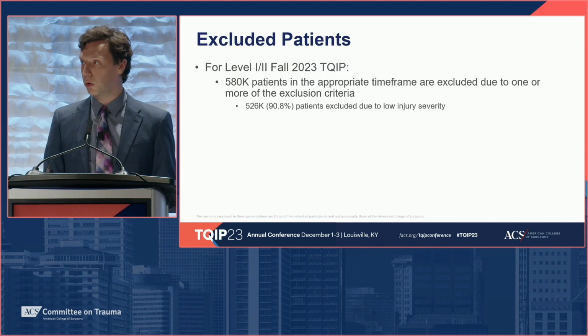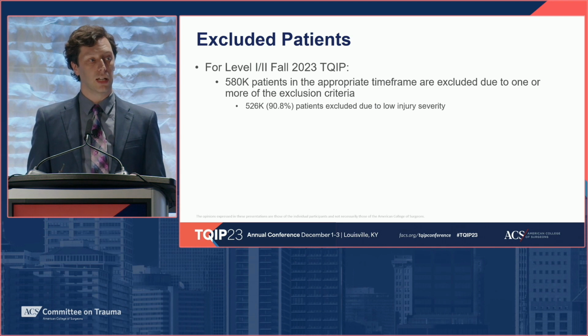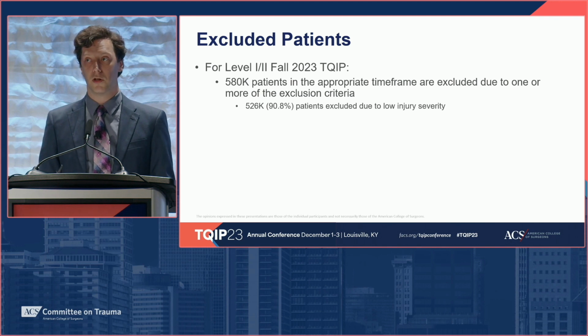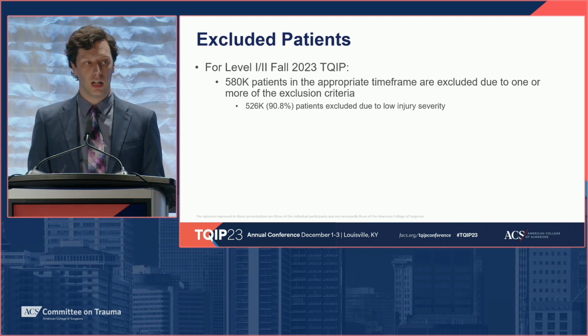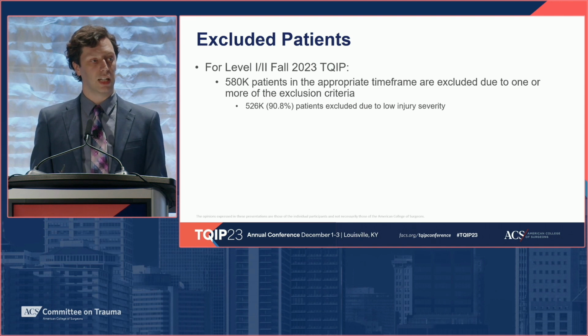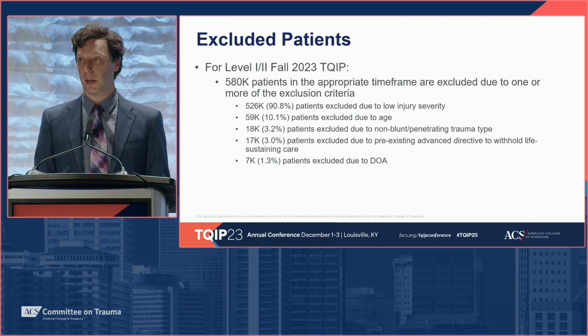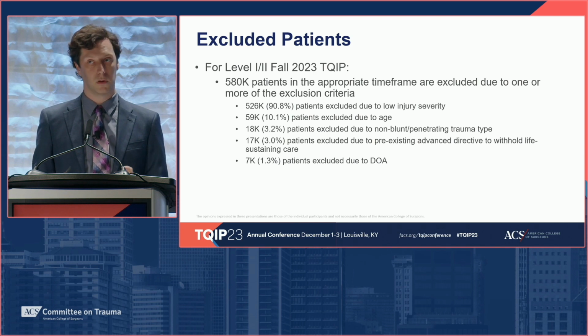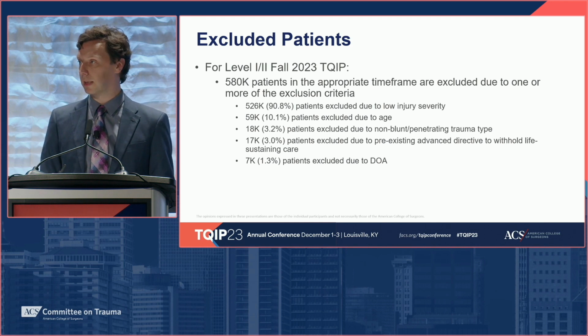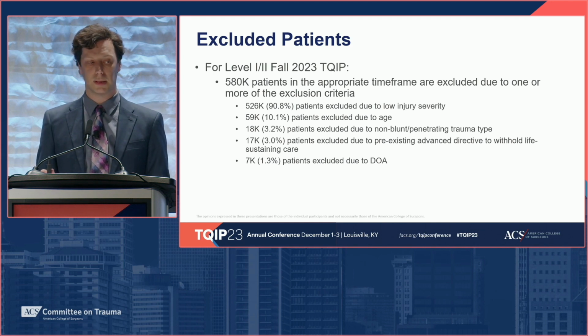So now a little bit about who these excluded patients are. For the level 1 and 2 adult fall 2023 TQIP report, about 580,000 NTDS patients were excluded from TQIP. The most common reason, 90% of these patients were excluded due to having a low injury severity score. The next most common reason, about 10%, was due to age. About 3% of patients were excluded due to having a non-blunt or penetrating trauma type or not having abuse. And about another 3% were excluded due to having a pre-existing advance directive to withhold life-sustaining care.